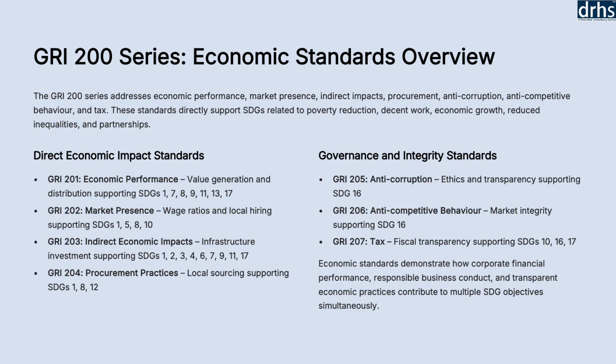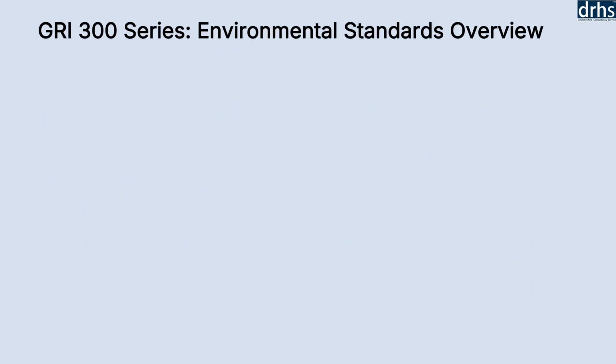GRI 206 Anti-competitive behavior focuses on market integrity by reporting legal actions related to anti-competitive practices. GRI 207 Tax enhances fiscal transparency by requiring disclosures on tax strategy, governance, and country-by-country reporting, supporting SDGs on strong institutions and reduced inequalities.